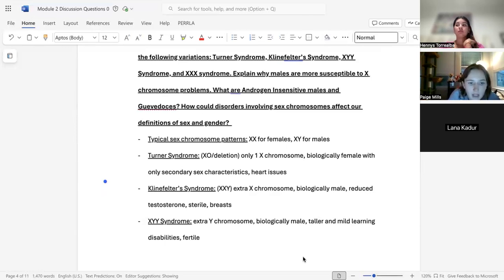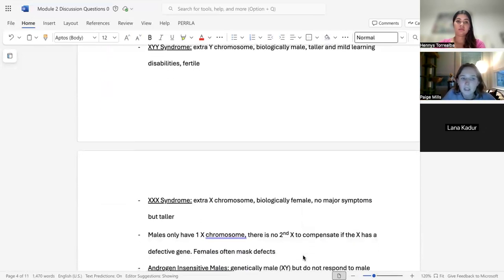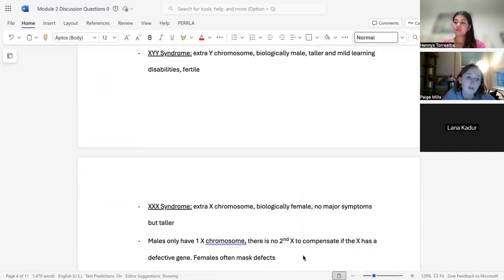Klinefelter syndrome, or XXY, where there's an extra X chromosome. This results in a human being biologically male, but they have reduced testosterone, they're sterile, and there's often breast development. XYY syndrome, there's an extra Y chromosome. This results in a human being biologically male. They're usually taller and they can have mild learning disabilities, lower IQ, but they're fertile. I believe they just have low quality sperm, so it's a little harder to be fertile.